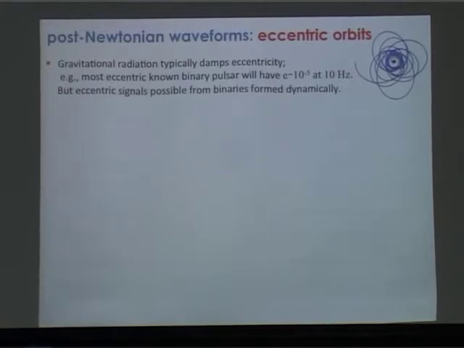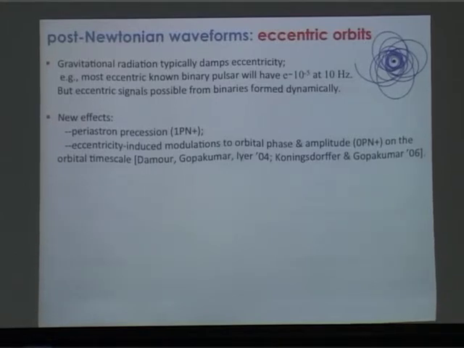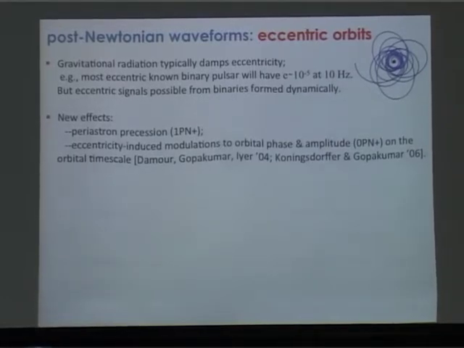So we expect eccentricity to generally be small, but there are various scenarios that astrophysicists have come up with in which you might get binary neutron stars or binary black holes that do have non-negligible eccentricity when they enter the LIGO band, especially binaries that form through dynamical capture. So what happens when you have these eccentric signals? The first effect is periastron precession, the familiar effect you see with Mercury, which comes in as a 1PN effect. You also get eccentricity-induced modulations to the orbital phase and the amplitude.